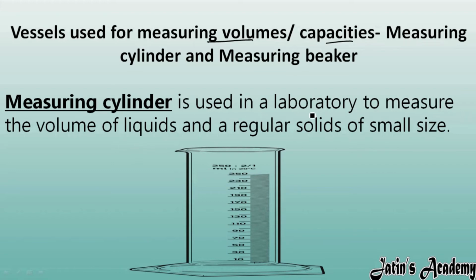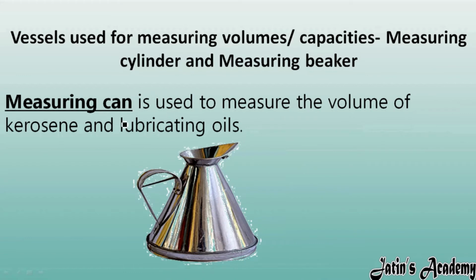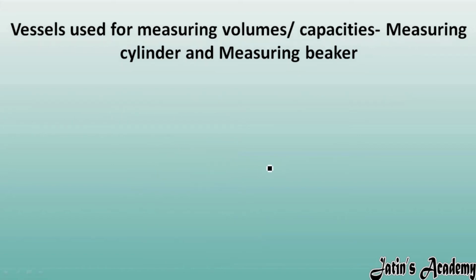The measuring cylinder is usually used in laboratories to measure the volume of liquids, and we can also measure the volume of regular solids of small size by using this measuring cylinder. Fine. Next vessel we are having is the measuring can. This is a form of measuring can in which we measure the volume of kerosene or lubricating oils. If you want to measure the volume of kerosene or lubricant oils, then we use the measuring can.